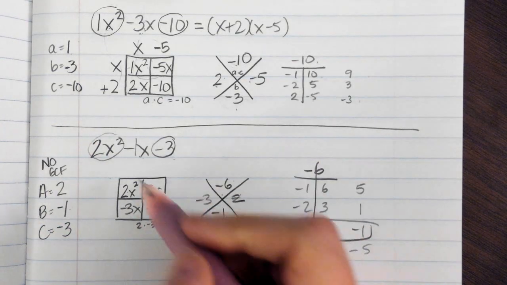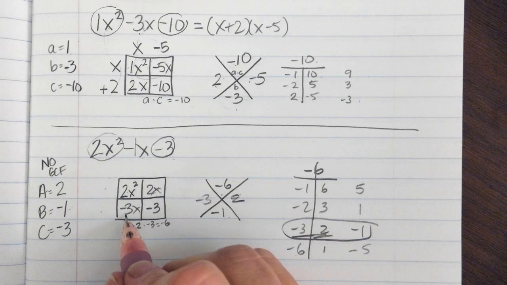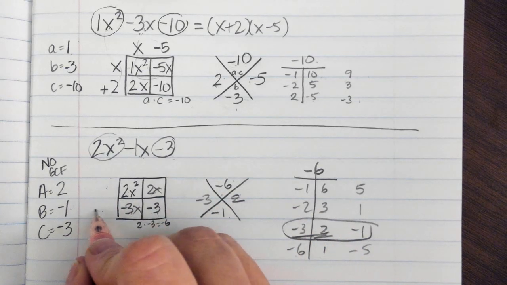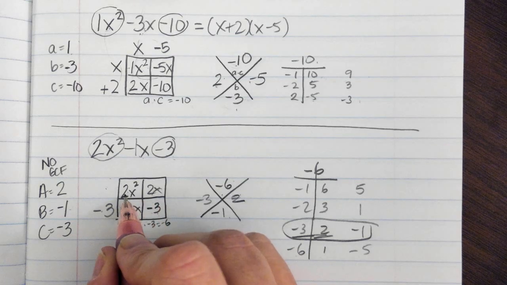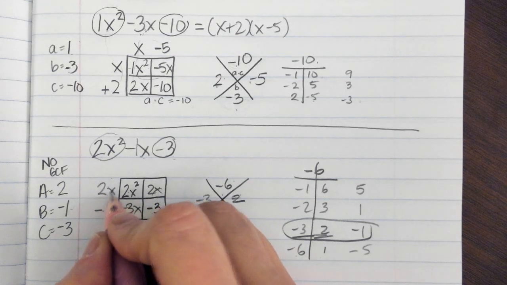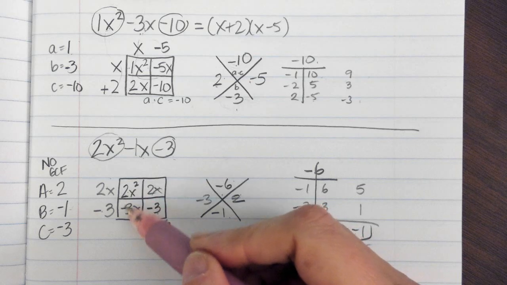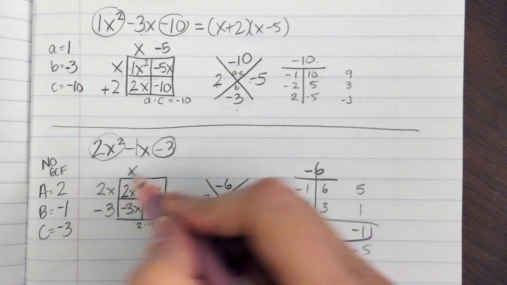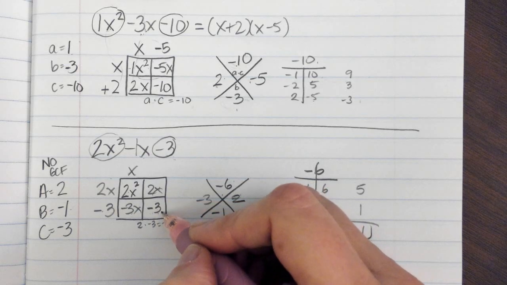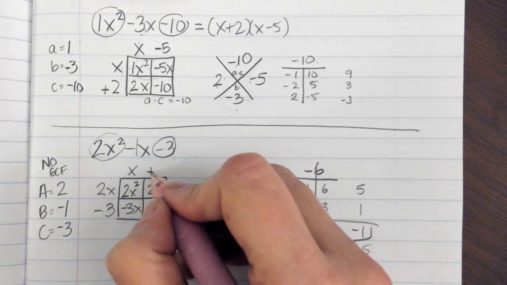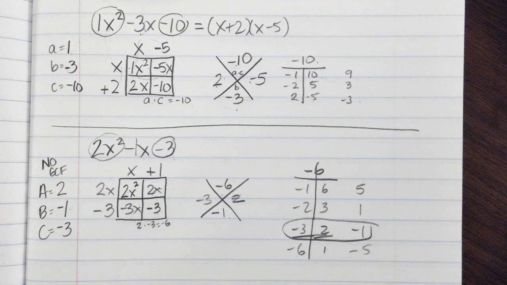Now I need to pull out the greatest common factor of each row. Well, what do these two have in common? 2x squared and 2x have 2x in common. This one, they don't have a number in common, but they both have an x. And this one, they don't have anything in common. They have a 2, an x, a negative 1, and a 3. So when they don't have anything in common, we put plus 1. Okay?